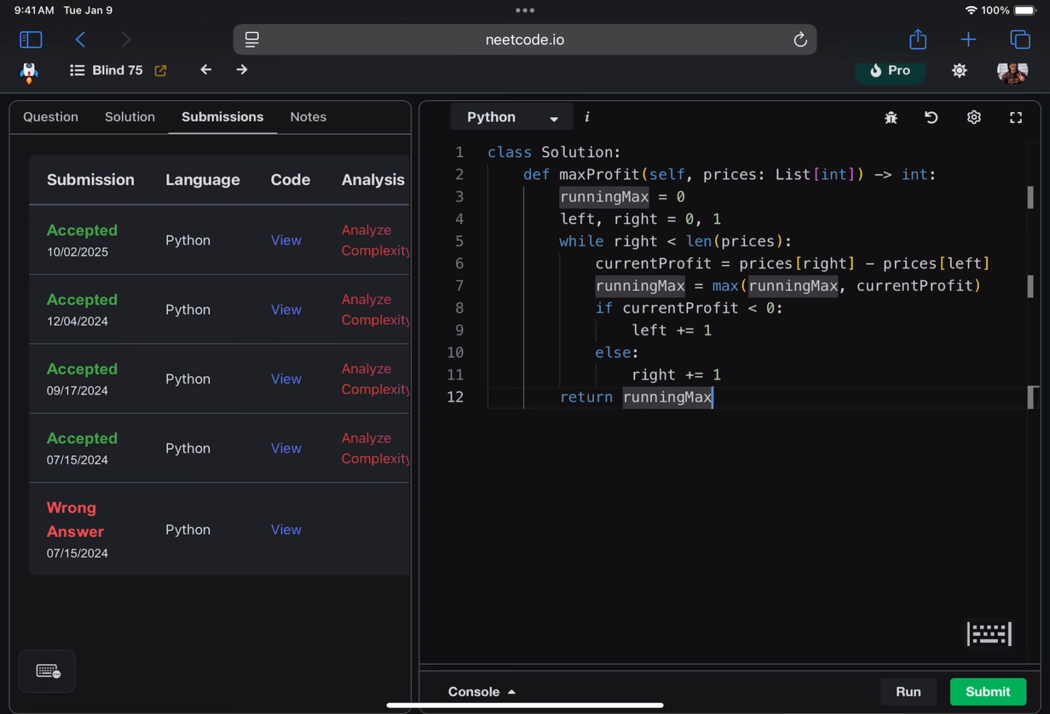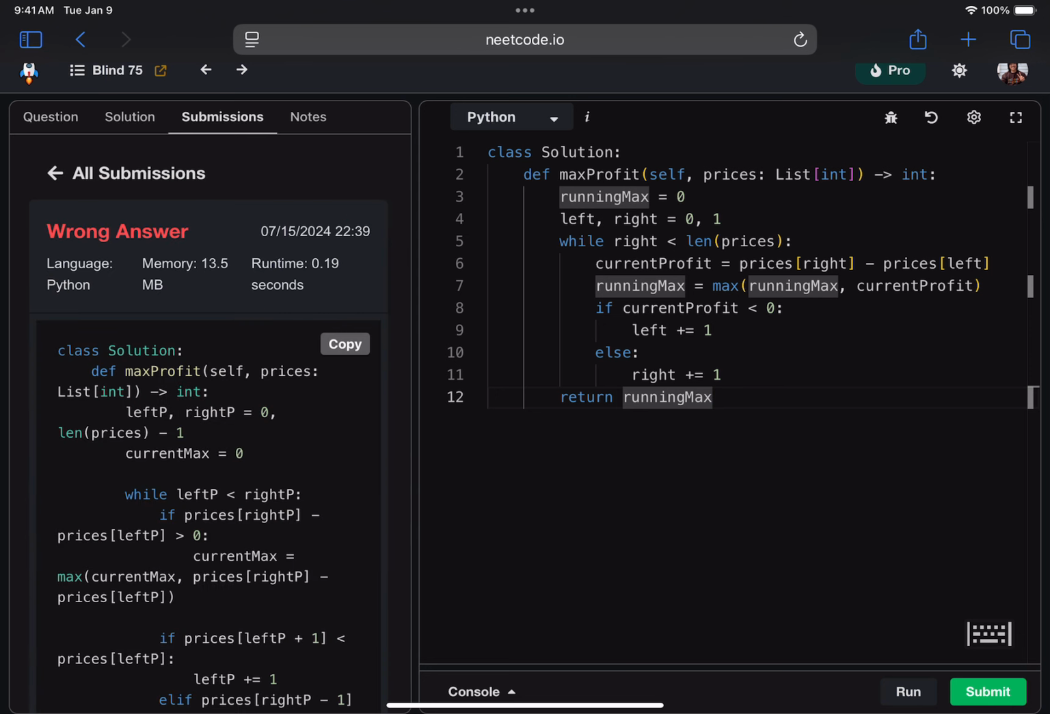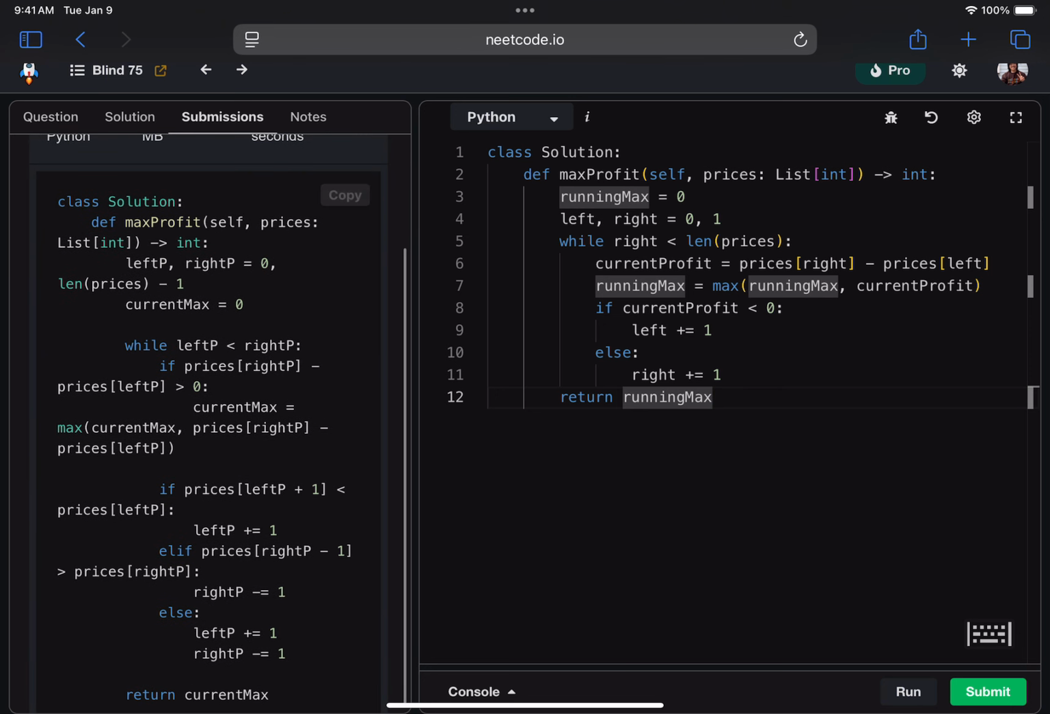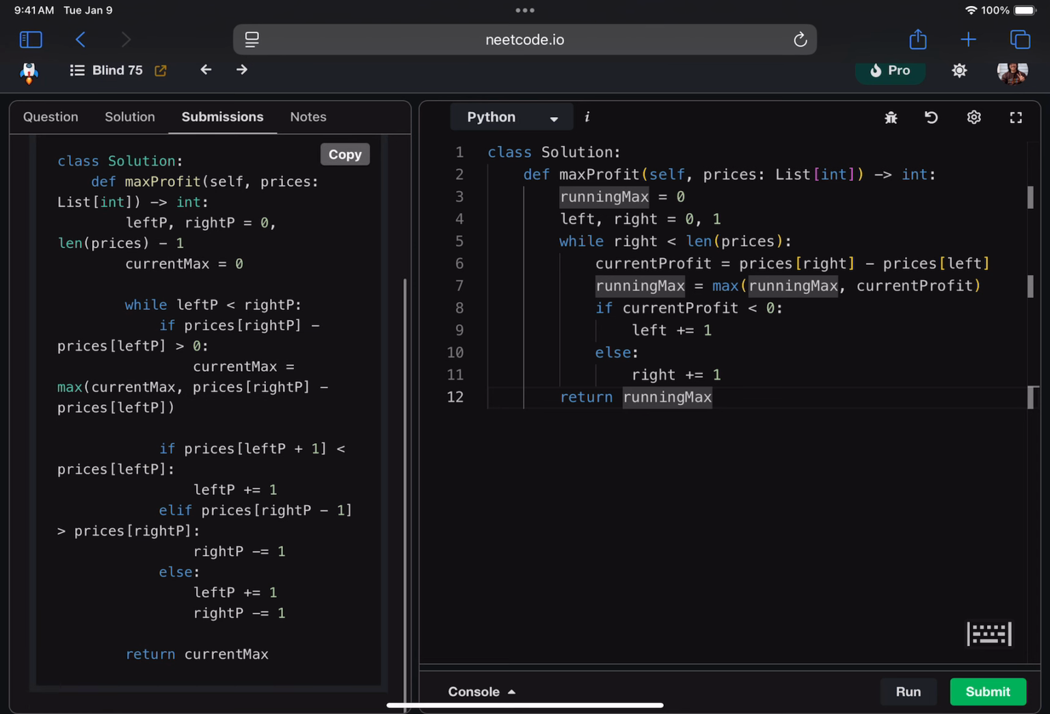Do you guys want to see my bad solution? I wonder what my bad solution was. Oh. I almost wish I had time to dissect why this is wrong. That would be kind of fun. Maybe we'll do that in the future if we have extra time. But we'll call it there.